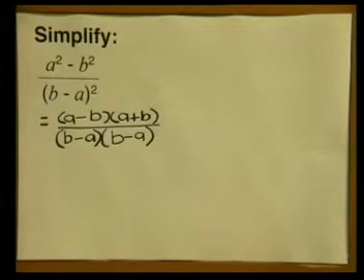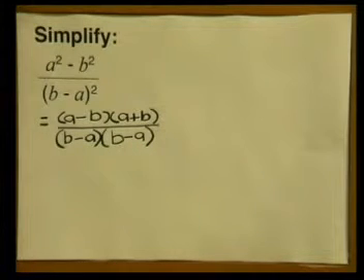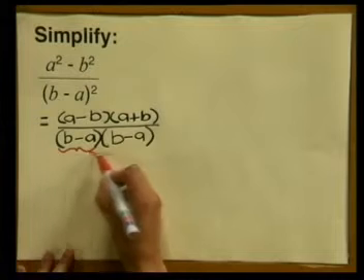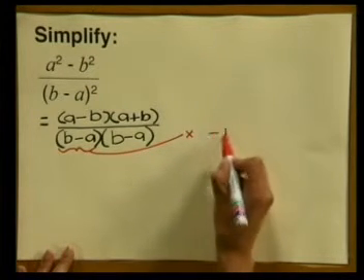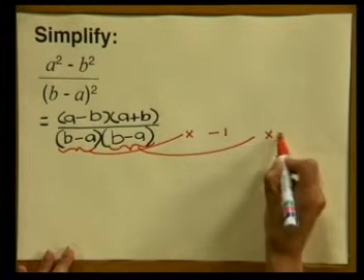Now let's see what else we can do. Can we cancel? Do you see any common factors in the numerator and the denominator? Not really, but do you see that we can change the sign here? So I'm going to multiply the denominator by minus 1 twice. I'm going to multiply this bracket by minus 1, and I'm going to multiply this bracket by minus 1.